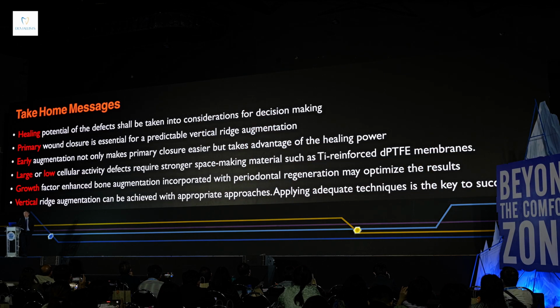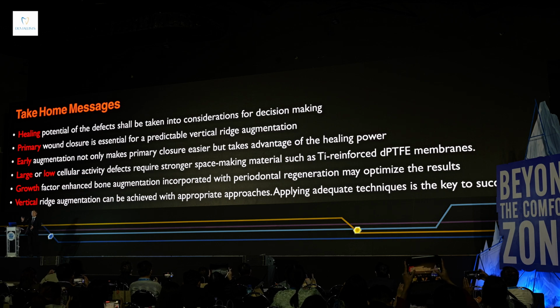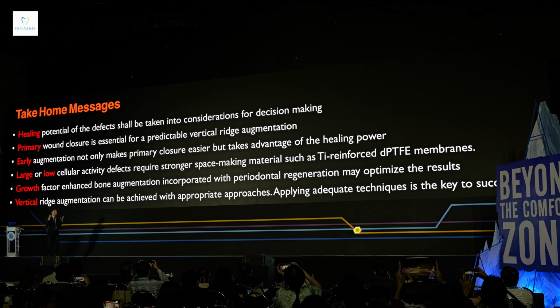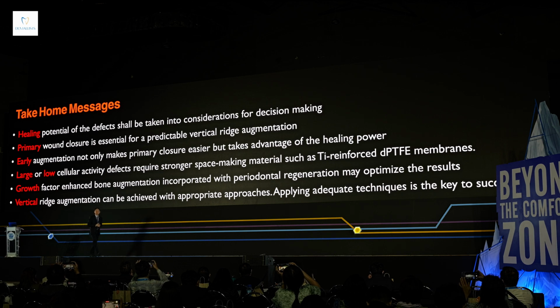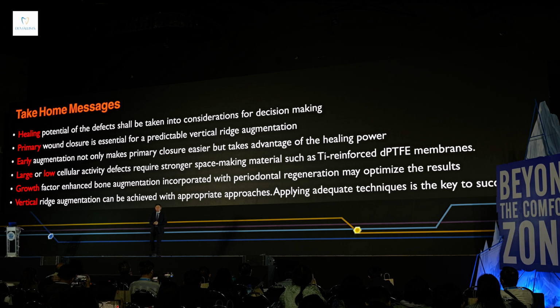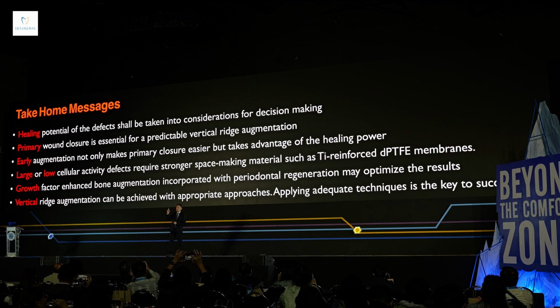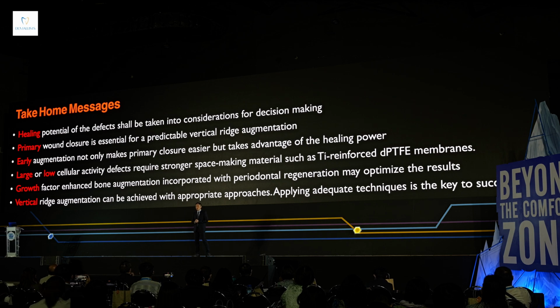Take-home message for today's presentation: the hidden potential of the defect we should take into consideration. It's very important to take the hidden potential as a major consideration for choosing your material and making your clinical decisions. And primary wound closure is always important, the number one essential, crucial element for successful vertical ridge augmentation. And early bone augmentation not only makes primary closure earlier, but we can take advantage of healing potential and healing power. So it makes things easier.